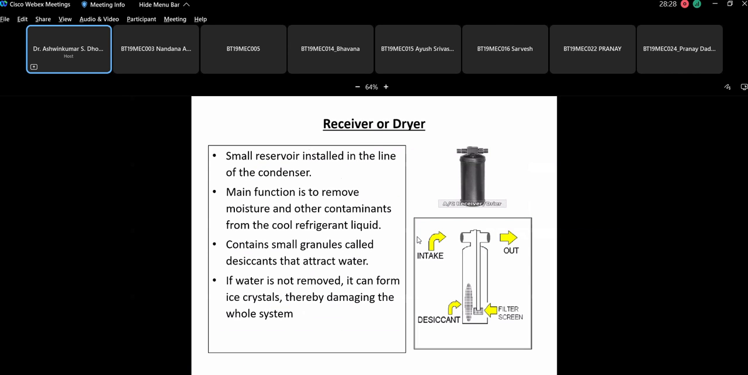Now the receiver or dryer, a small reservoir installed in line of the condenser. Its main function is to remove moisture and other contaminants from the cool refrigerant liquid. It contains small granules called desiccant that attract water. Desiccant water भी attract करता है, removes odor as well. If the water is not removed, it can form ice crystals, thereby damaging the whole system. So this AC receiver, or you can say dryer, is an important feature of the vehicle refrigeration and air conditioning system.